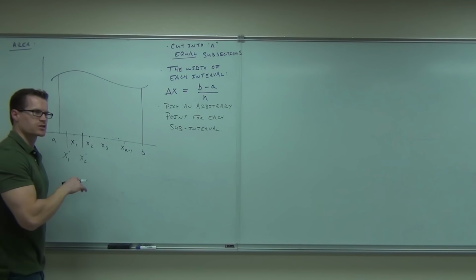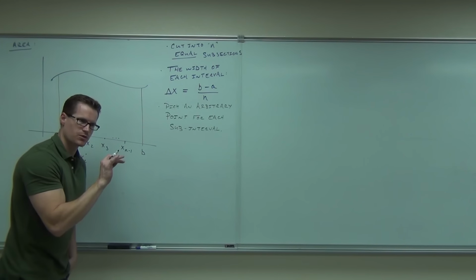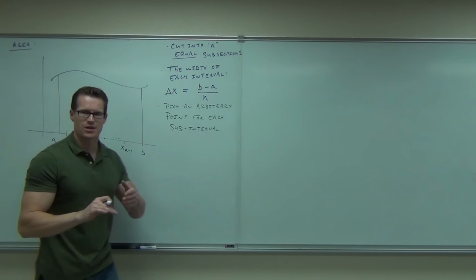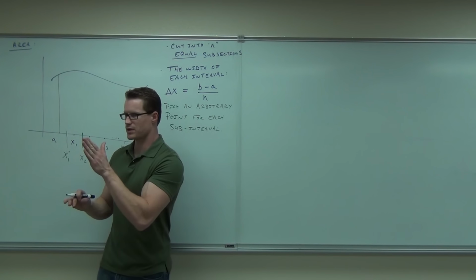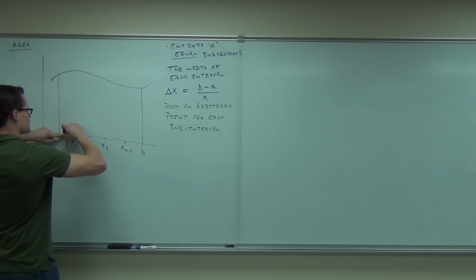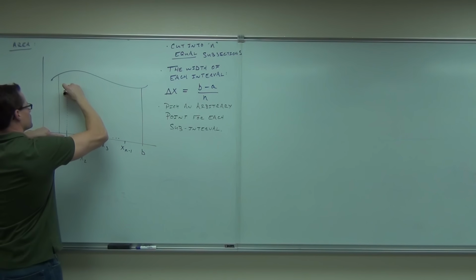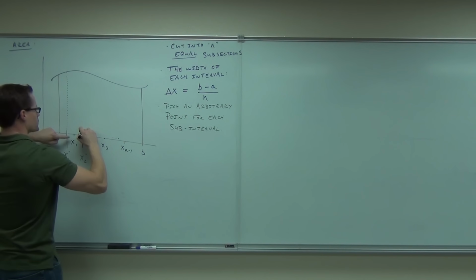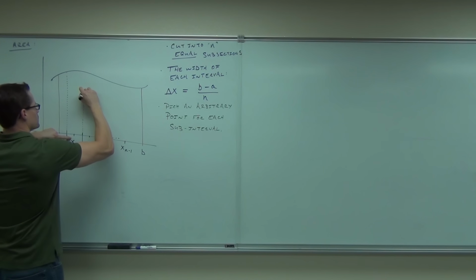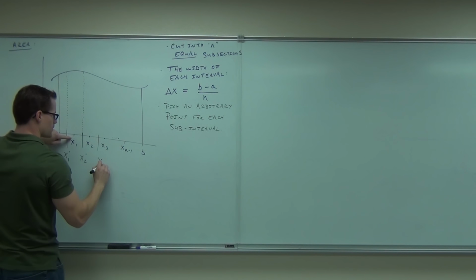Here's what we're going to do with x1 dot and x2 dot and so on and so on. We're going to take those x values, plug them into our function, and that's going to give us the height at that exact point. Does that make sense to you? So what we're basically doing is saying, I want you to find the height here. I want you to find the height here. And I want you to find the height here at x3 dot.